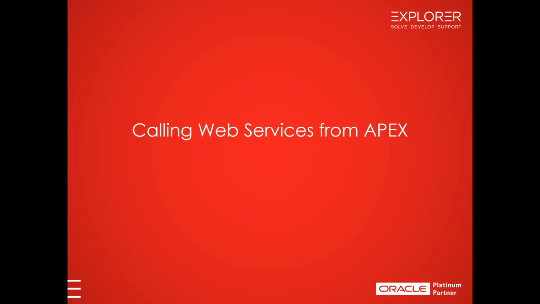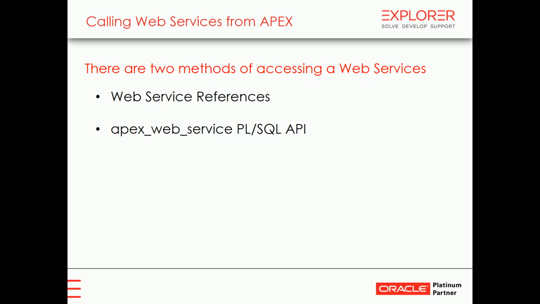For the second half of the presentation, I'm going to demonstrate how to call web services from an Apex application. I'm going to use the web services I created with ORDS and protected with OAuth2. There are two methods of accessing web services within Apex. You can define them within web service references, which is part of shared components, or you can use the package Apex Web Services.